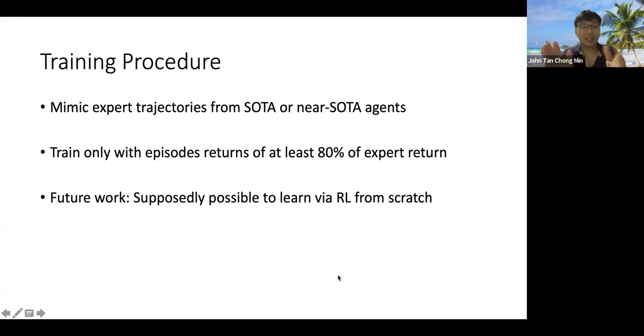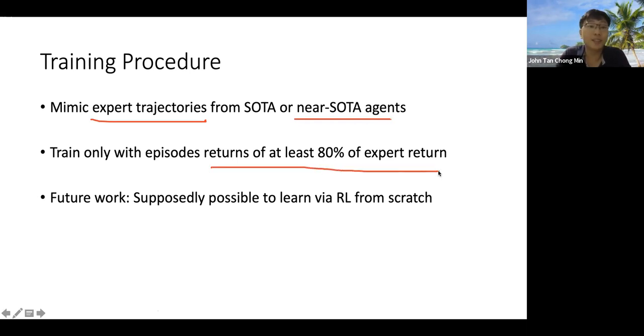So this is the thing about GATO. At first I was quite impressed with it, then I realized something. It's similar to decision transformer: they don't actually generate the trajectories themselves. They learn from someone who has mastered the game already, from expert trajectories, from state-of-the-art or near state-of-the-art agents. They only select the episodes where the return is 80% of the expert return, so it's training on the good episodes only. That's quite different from decision transformers, where you can train on different kinds of episodes.